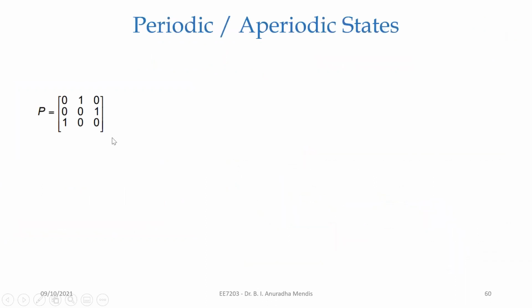So we will do this example. Can you see this one? The transition matrix is given, the probability matrix. Can you identify the periodicity of this Markov chain? Take your books and then try to find whether this is periodic or non-periodic. There are three states here.